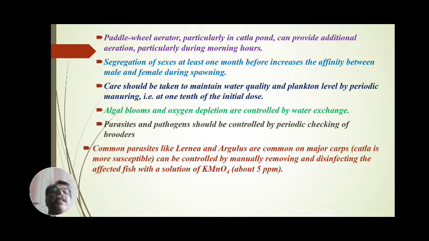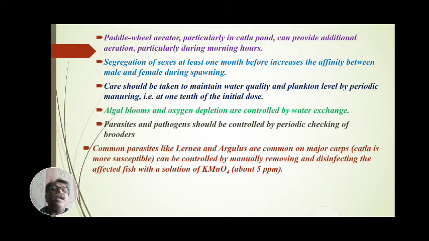The paddle wheel aerator, particularly in a catla pond, can provide additional aeration, particularly during morning hours. When catla is in its breeding season, a paddle wheel aerator is to be added, because catla requires more oxygen, especially during the monsoon period, and due to this paddle wheel aerator, more oxygen is produced in the pond in which catla is stocked.